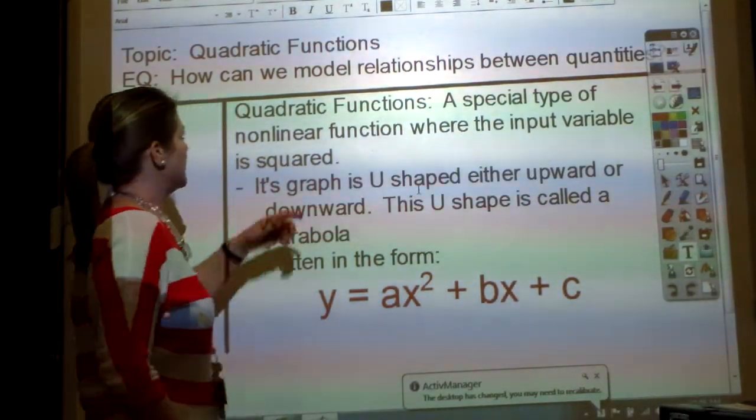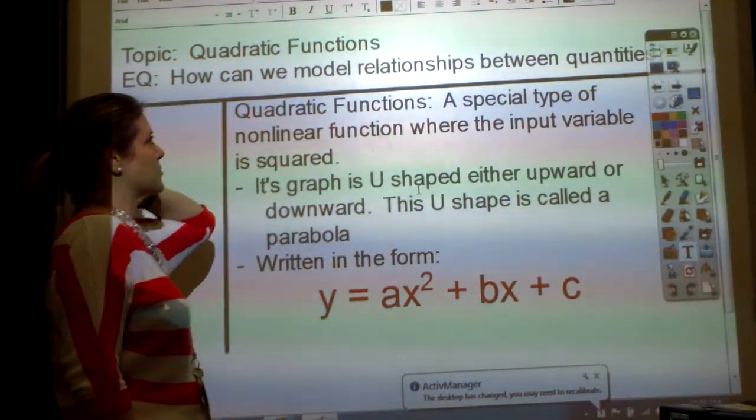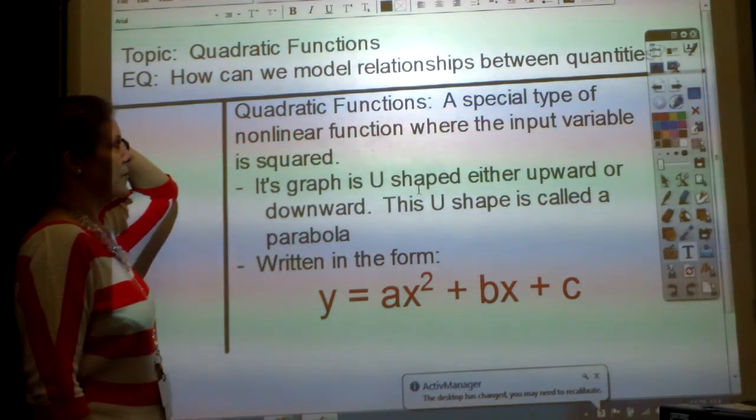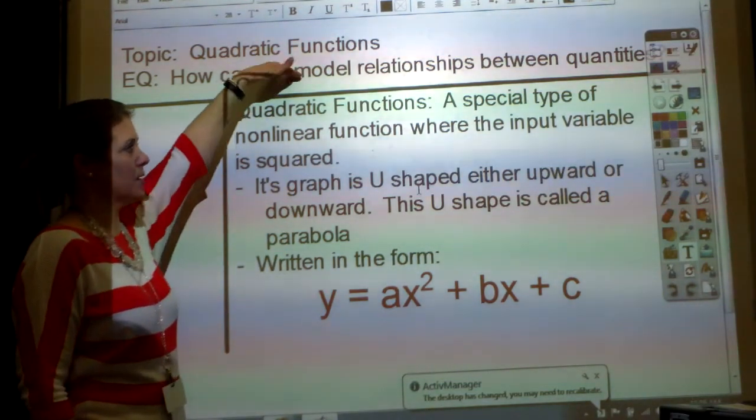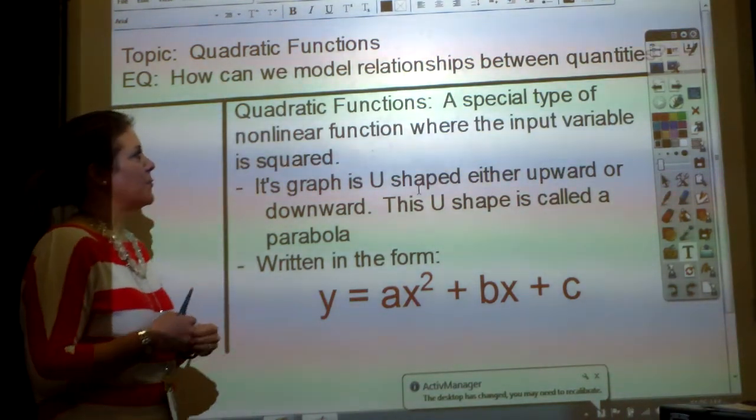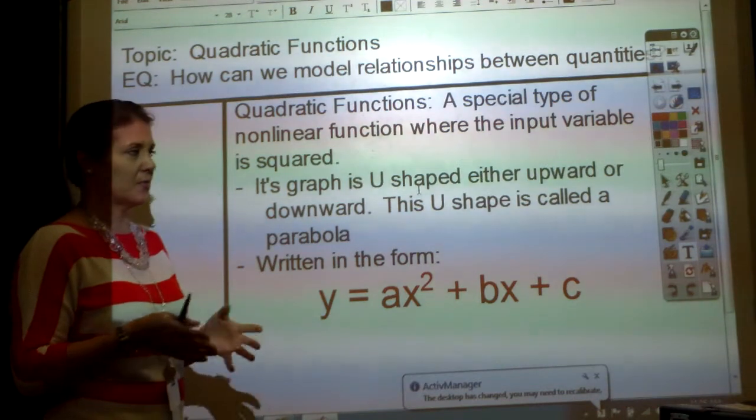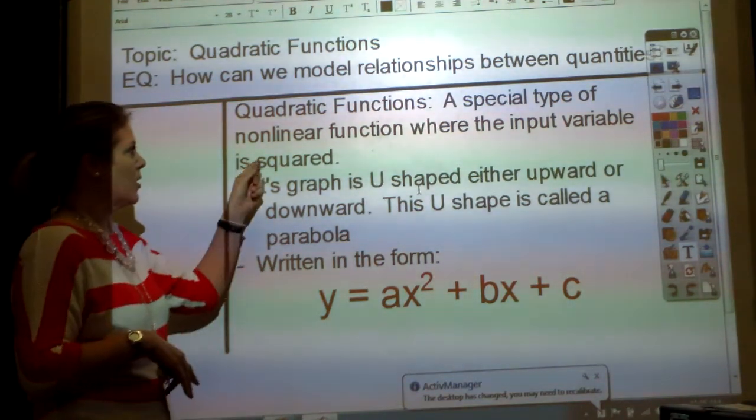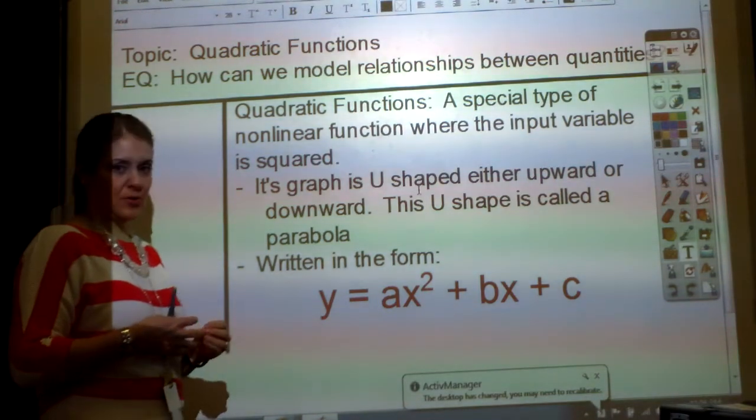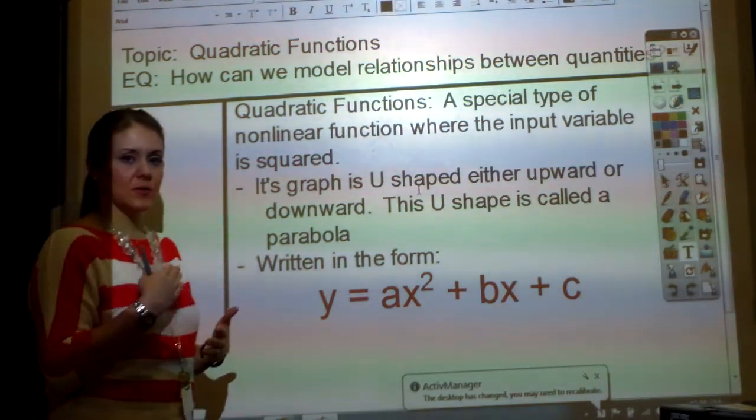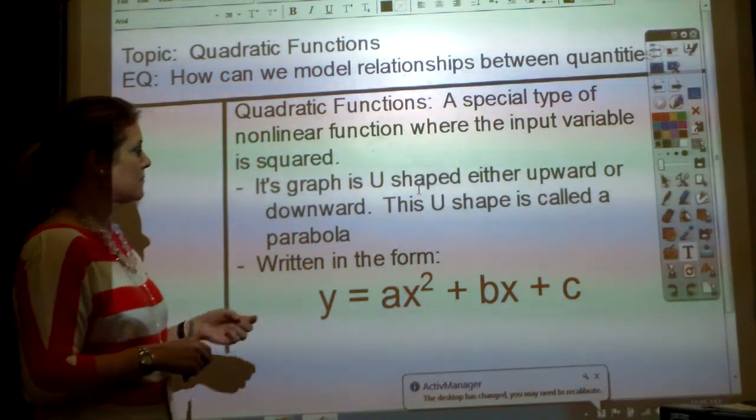In this video, we're going to be looking at another type of function. This one's called a quadratic function. Again, our essential question, how can we model relationships between quantities? Quadratic functions are a special type of nonlinear function. So before this, we talked about linear and nonlinear. A quadratic function is a nonlinear function. It's still a function. It just won't be graphed to make a straight line.